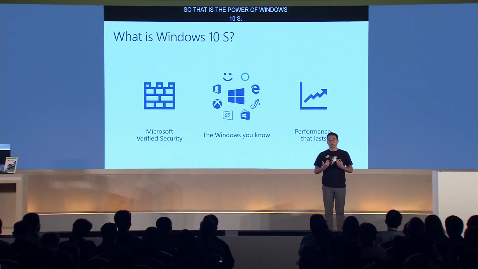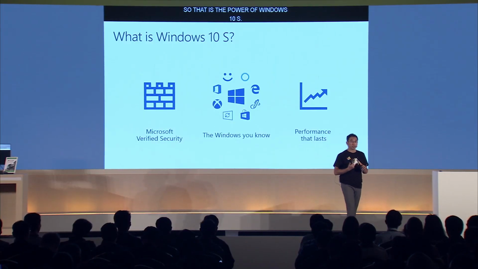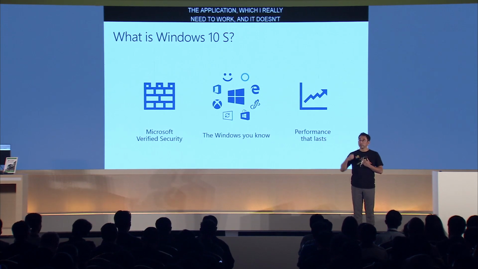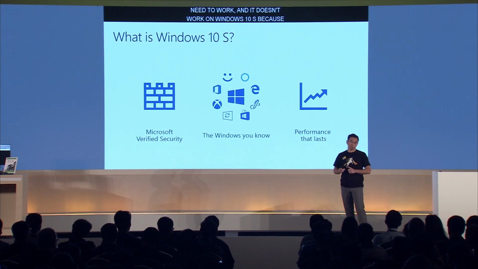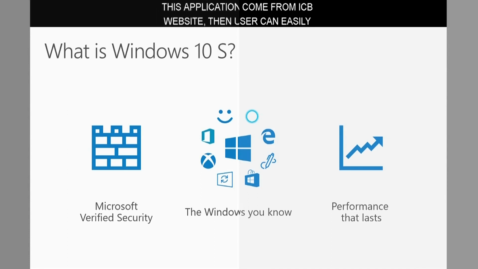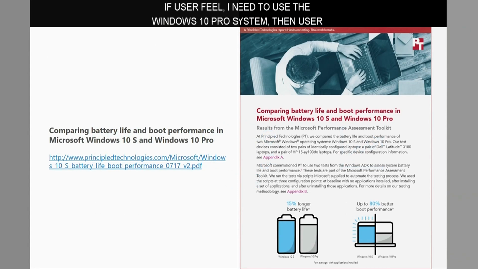I also have another slide here. If a user has an application they really need, and it doesn't work on Windows 10 S because the application comes from an ISV website, then the user can easily switch to Pro. That's also one of the features Windows 10 S has. So if the user feels, oh, I really need to use a Windows 10 Pro system, then the user can easily switch to Pro. Because every application from the Store is certified by Microsoft.